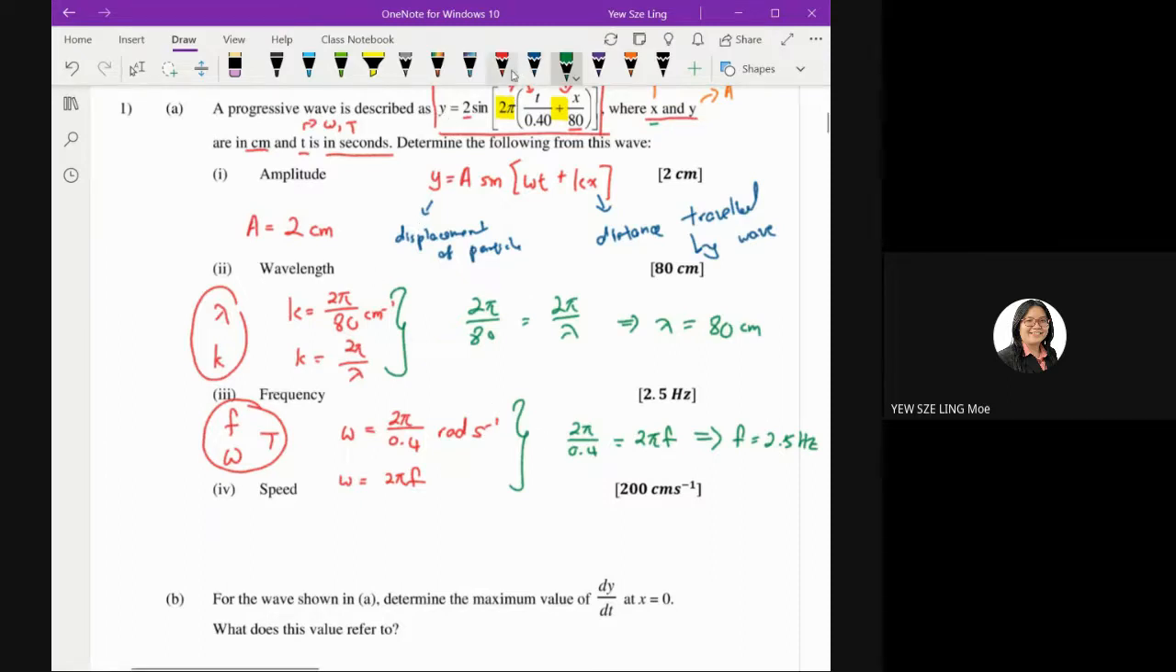Now question number 4. You have to be extra careful, because it is asking for the speed of the wave. It is not asking for the speed of particles. If it is asking for the speed of particles, then you need to use simple harmonic motion to solve it, because your particle is moving in periodic motion. So you have simple harmonic motion inside wave motion. Every particle is moving in its own simple harmonic motion. When you join them together, they become a wave motion.